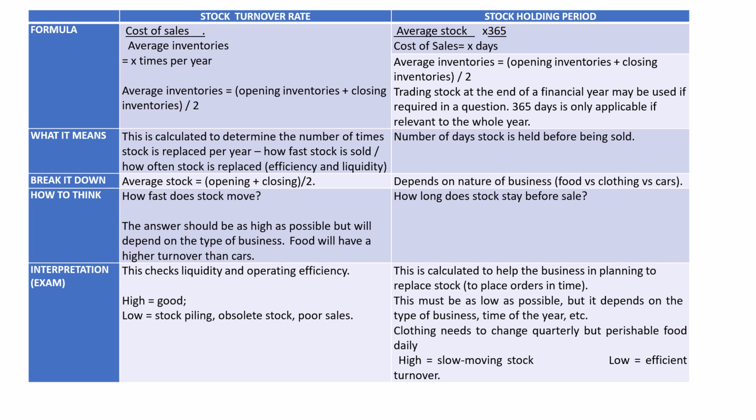Then the last section of the liquidity ratio, we have 6 liquidity ratios. Now these two, they are the last ones. The stock turnover rate, what does it mean? This is calculated to determine the number of times stock is replaced per year. How fast stock is sold, how often stock is replaced. So how many times per year do you buy new stock? I think you must know your formula by now.